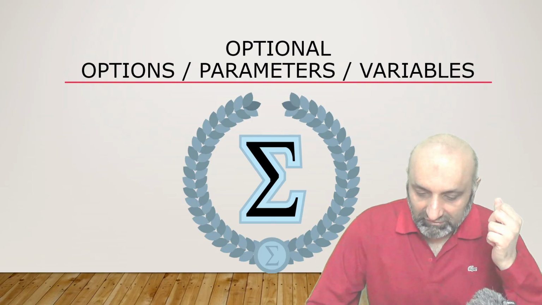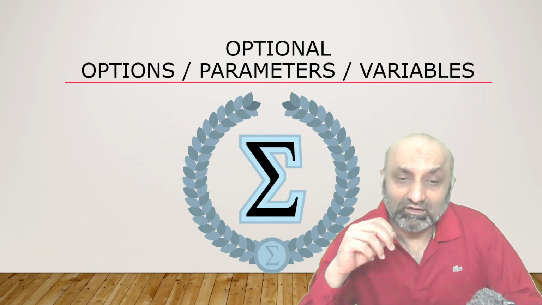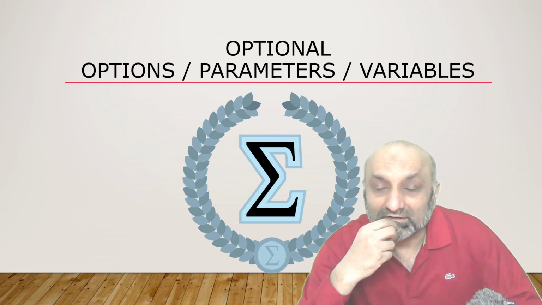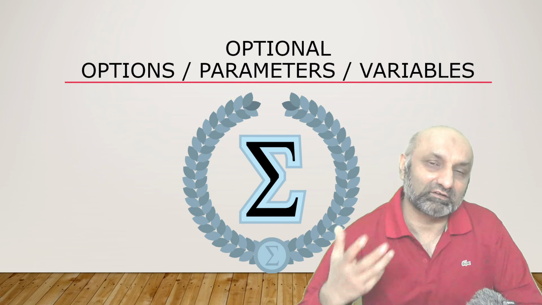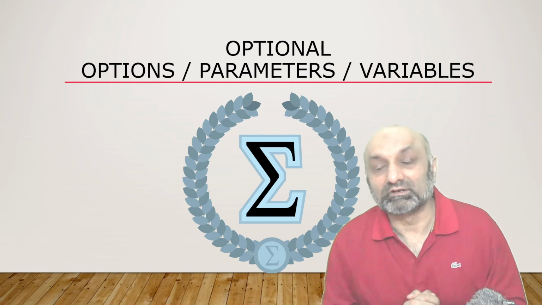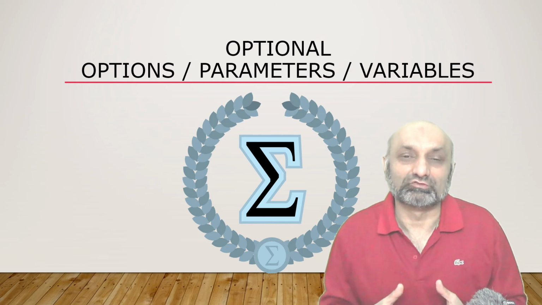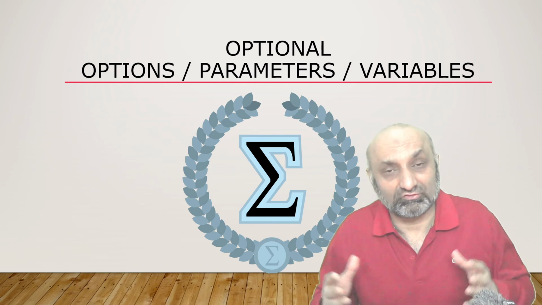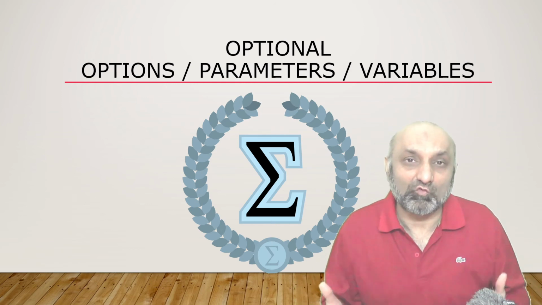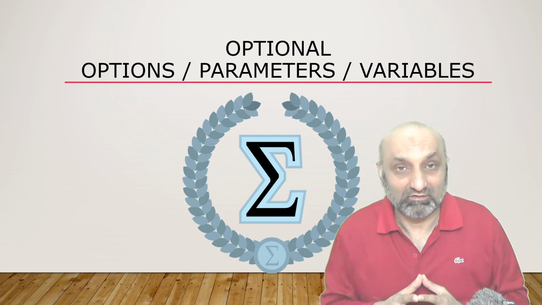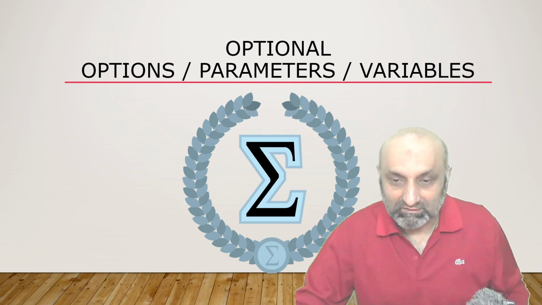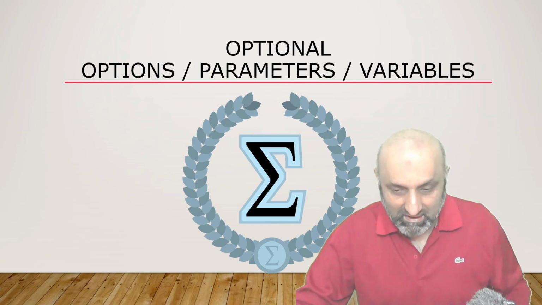The next thing you need to know is the optional parameters. What is an optional parameter in a function? An optional parameter is one that, if the user wants to use it, they can use it. If they don't want to use it, they can avoid that parameter or argument. So let's see what I mean by that.